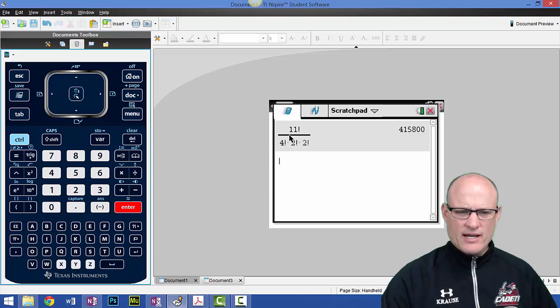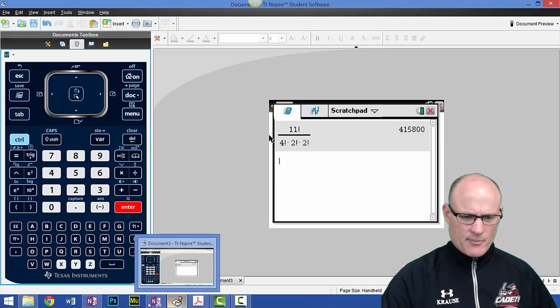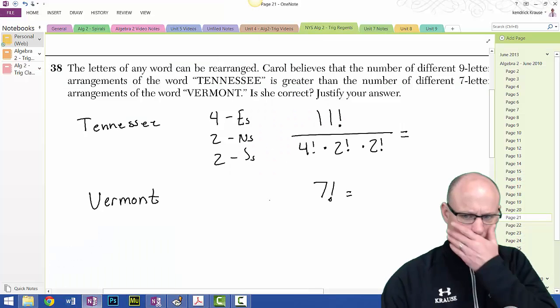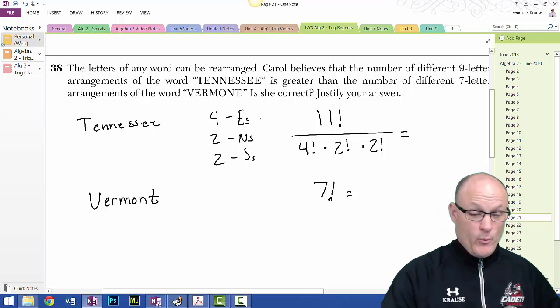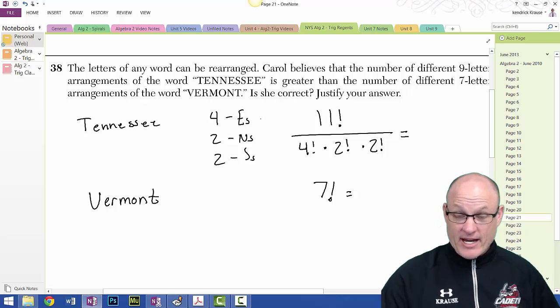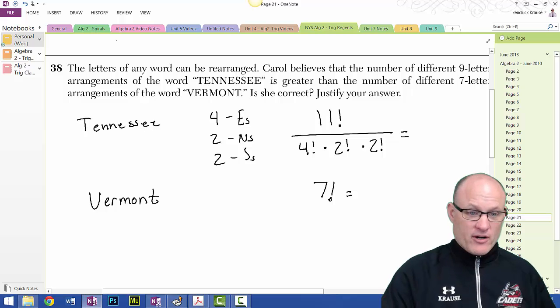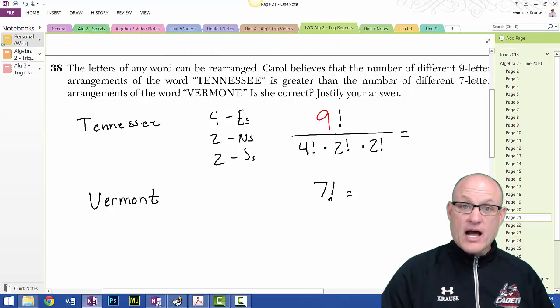Oh, I used 11. Wait a second. Go back. I apologize, kids. I think I have a brain cramp. Yes, you're learning from a teacher that can't count letters. There are not 11 letters in Tennessee. There are only 9 letters in Tennessee. So correct that. I apologize.